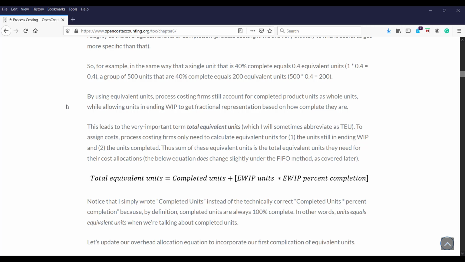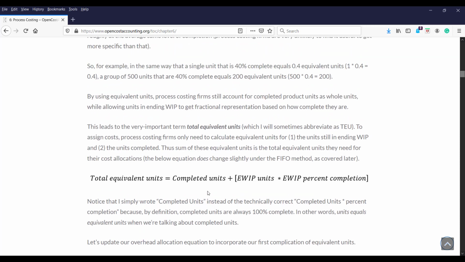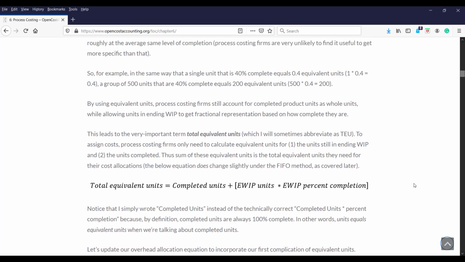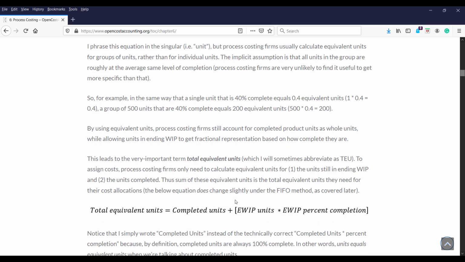Now, to get total equivalent units, we have 2 different equations we'll use. Right here, I just introduced the idea of the weighted average equation. We have completed units. We completed so many units during the period. And then we have our ending WIP equivalent units. The brackets here encapsulate the idea of the ending WIP equivalent units. I just have ending WIP physical units times ending WIP percent completion. So I just have this little equation embedded right here to get the ending WIP equivalent units.